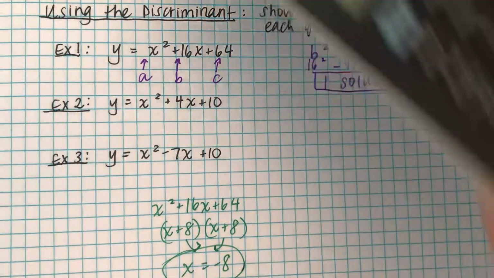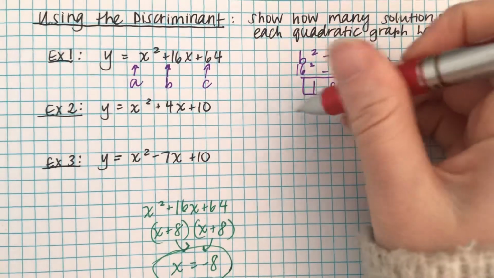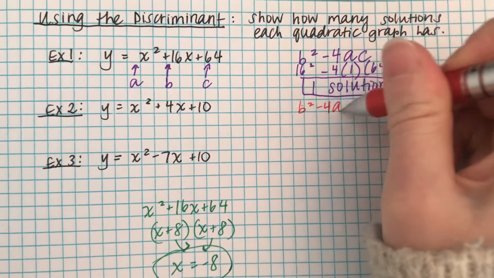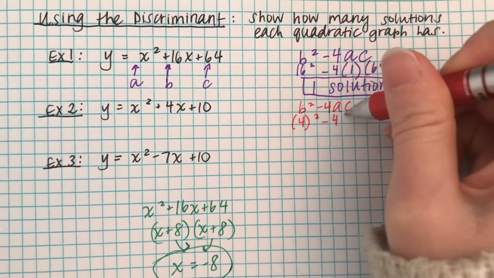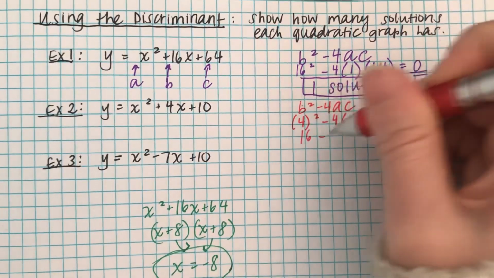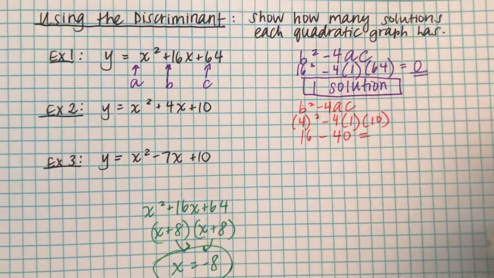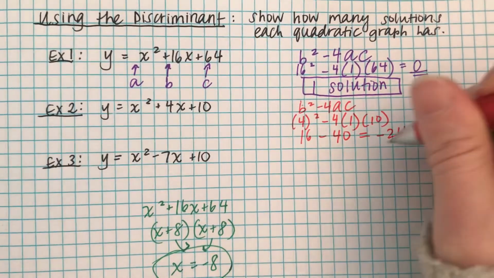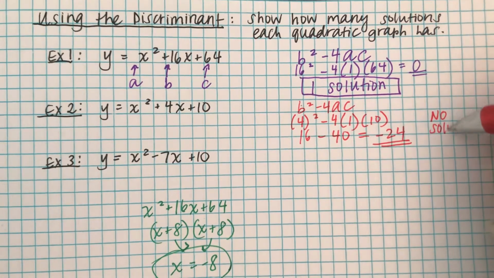In example 2, I have a new equation, so I have b squared minus 4ac again. My b value is positive 4, and then I'm subtracting 4 times a, which is 1, times c, which is 10. I can already tell 16 minus 40, that's going to give us something negative. Is it negative 24? So since we have a negative number, that means I have no solution.